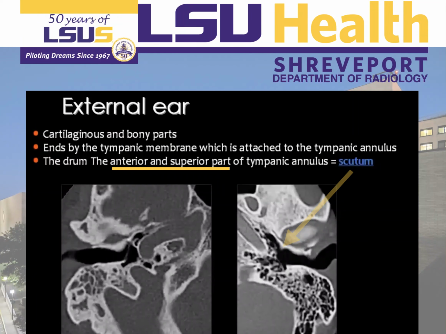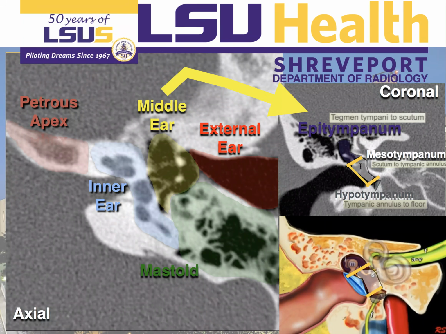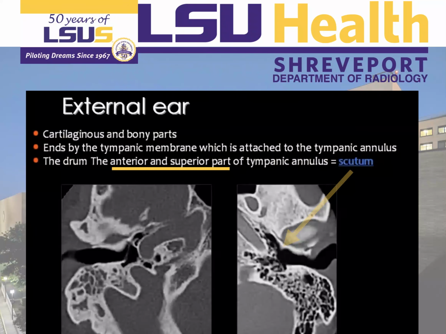So let's start from the easiest part. This is the external ear. It's super simple because the external ear has its cartilaginous and its osseous component. Okay? The limit is the tympanic membrane, or the eardrum, as you wish. And the anterior and superior part of the tympanic annulus is the scutum, that's here, that is best viewed in the coronal view, as we saw here. Okay?